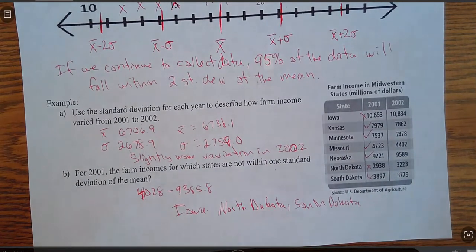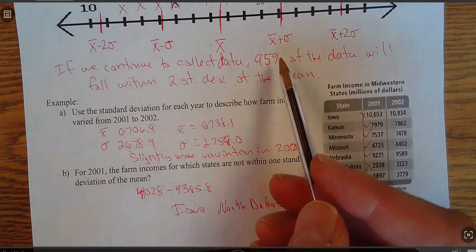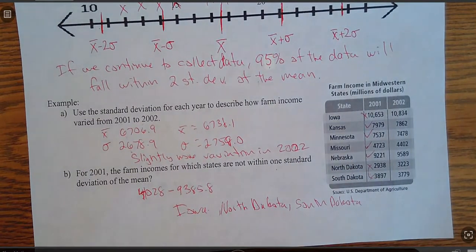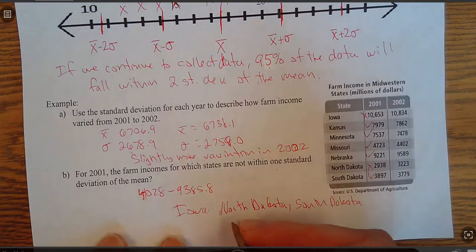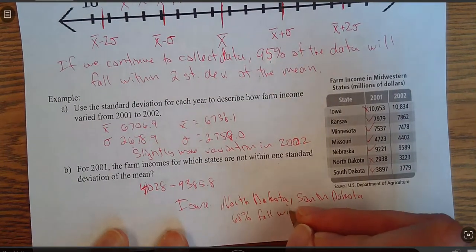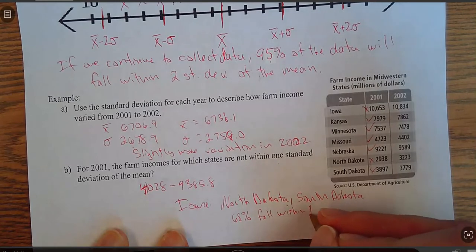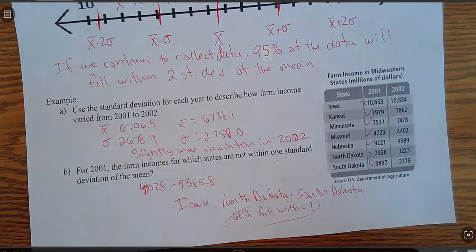So being outside of one doesn't make it terribly rare. But if you're more than 2 standard deviations away, you're in the outside 5%, basically, because 95% fall within 2. If you're wondering, it's actually 68% fall within 1, 95% fall within 2, and 99.7% fall within 3. So if you're beyond 3 standard deviations, you're a very rare case.